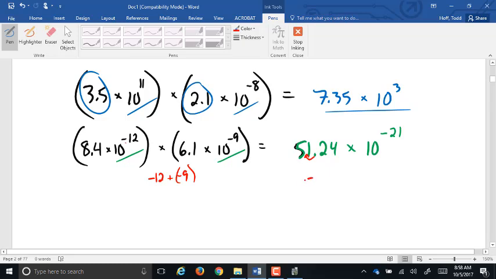So we move that decimal point, so it's 5.124. Does the power get bigger or smaller? Bigger. Number got smaller, went from 51 down to 5. Power gets bigger. Negative 21 plus 1 is negative 20.